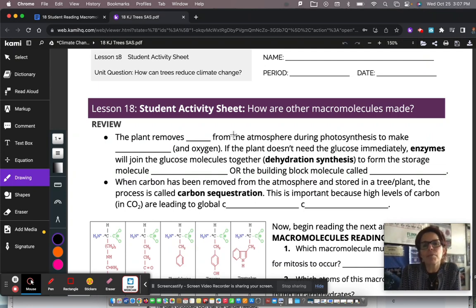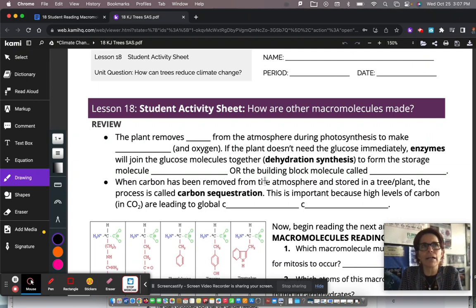Okay, so it starts with a review, some stuff that we've already covered. It says the plant removes blank from the atmosphere during photosynthesis to make blank and oxygen. If the plant doesn't need the glucose immediately, enzymes will join the glucose molecules together. That's called dehydration synthesis to form the storage molecule blank or the building block molecule called blank. So the first thing we want to do is the first one, the plant removes.